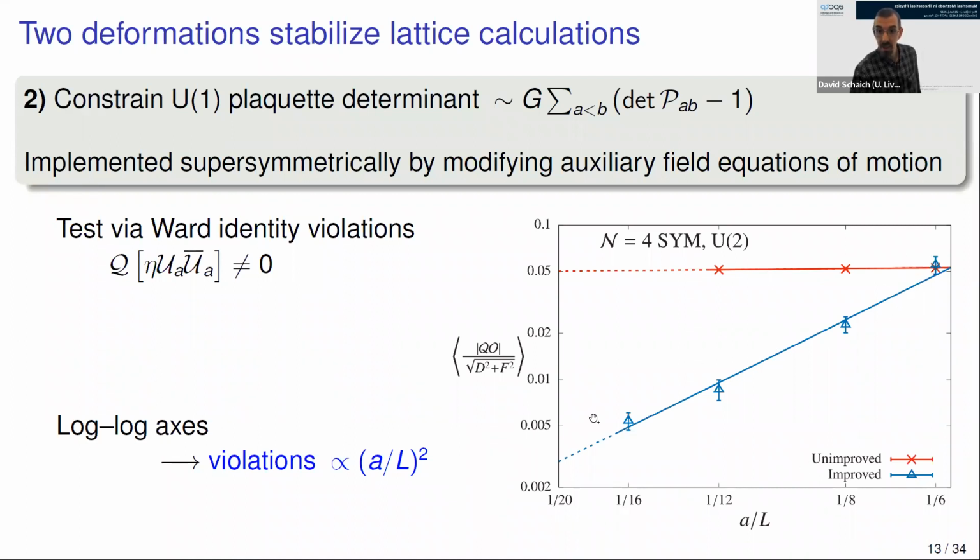in contrast to the blue points that we get when implementing this constraint on the U(1) sector supersymmetrically. And in particular, the slope of this line on the log-log axes is approximately 2, which means that we have effectively an order a improved lattice action by taking this approach. The violations of the twisted scalar supersymmetry are decreasing like 1 over the square of the lattice size, which makes it possible to get much better results from much numerically cheaper lattice calculations.